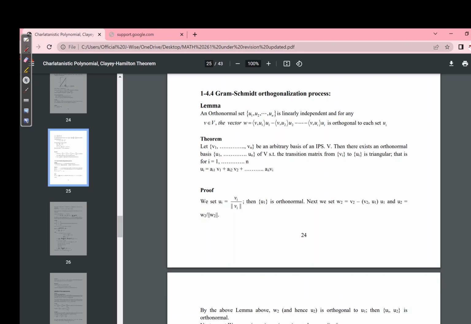Our topic for today is the Gram-Schmidt orthogonalization process. In this topic, you'll be given a set of vectors, then use this method to find the corresponding orthonormal sets. That's what we will do today in this lesson. So let's study the lemma. An orthonormal set U1 up to Un is linearly independent, and for any vector V, the vector W is given by this formula, and it's orthogonal to the set of U.